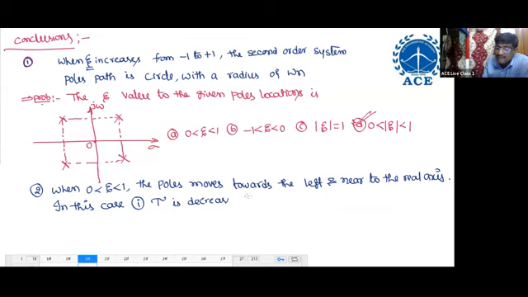Second one, settling time decreases. Settling time and time constant both; settling time is directly proportional to the time constant. That's why settling time also decreases.